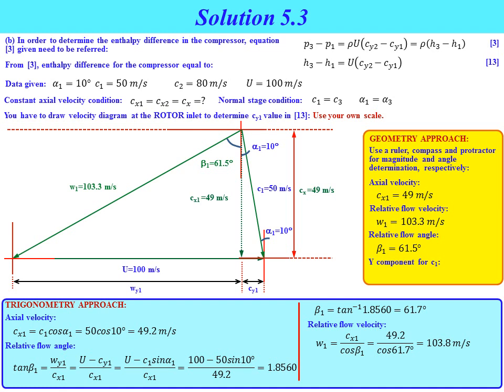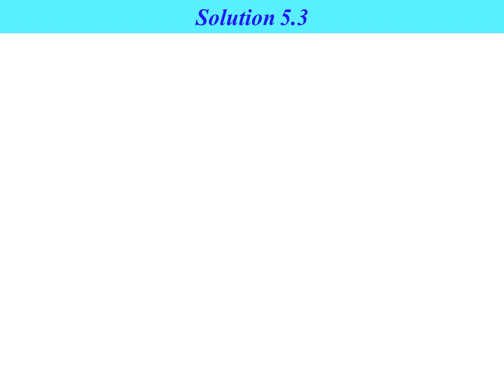Because we need to calculate the enthalpy difference, we need to determine the y component of C1. If you measure using the velocity diagram, the Cy1 value equals 8.6 meters per second. We can also determine it using the trigonometry approach, where Cy1 equals 50 sine 10 degrees, and the value is 8.7 meters per second. Okay, next, continue for question B.